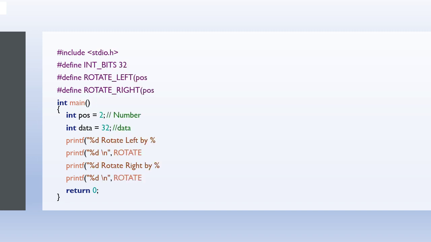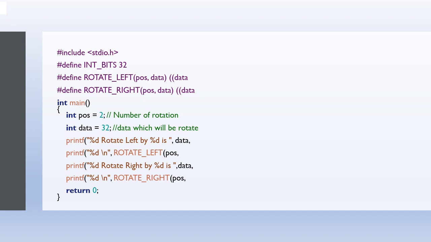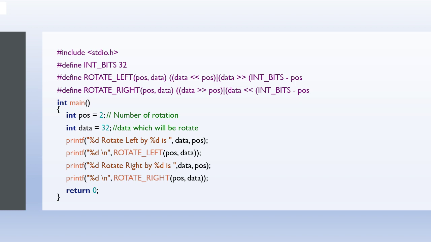We can simply finish off by using small macro functions, just like this: #define rotate left (position, data) for left: (data << position) | (data >> (INT_BITS - position)). Okay, minus position. And #define rotate right: (data >> position) | (data << (INT_BITS - position)). So this will do the rest.